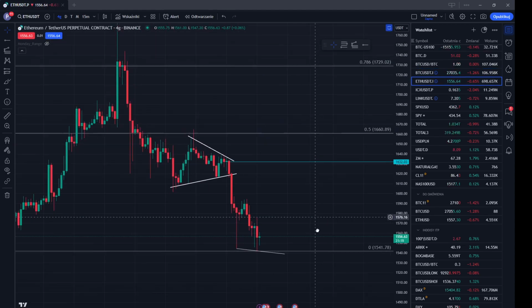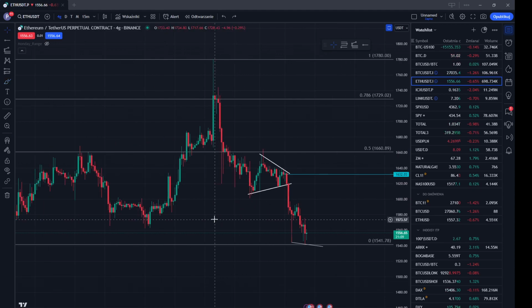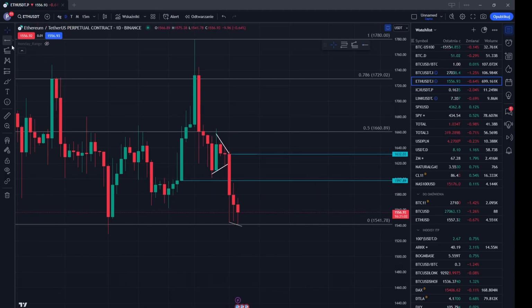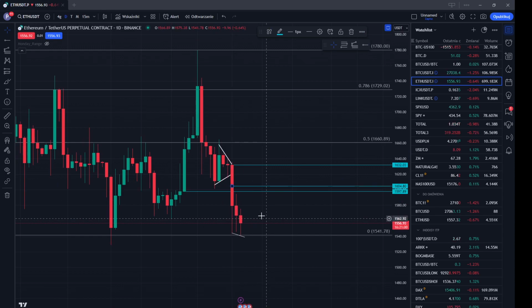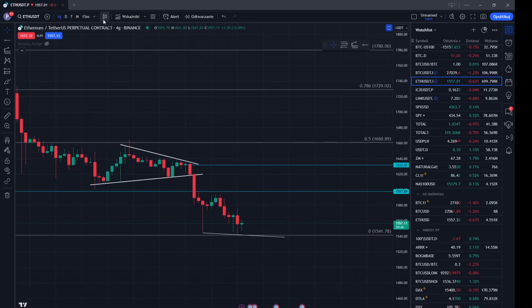ETH is a bit different. So I tweeted, I said, this is probably our penultimate wave to the downside. And I was watching this level here. I thought that we will get just a small move to the downside, and then a stronger move to the upside to correct this whole impulse down. So let's go on the smaller time frames.